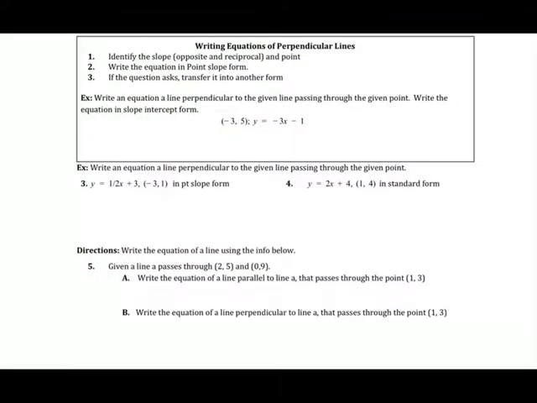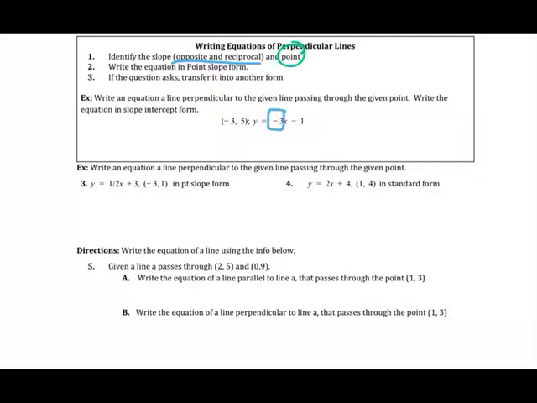So for perpendicular lines, you're going to start in a really similar way. You're going to look at the slope in the line that you're given, but instead of keeping it exactly the same, perpendicular lines don't have the same slope. So what you're going to do is take the slope that you're given, change the sign, and take the reciprocal. So you're going to find your new slope.